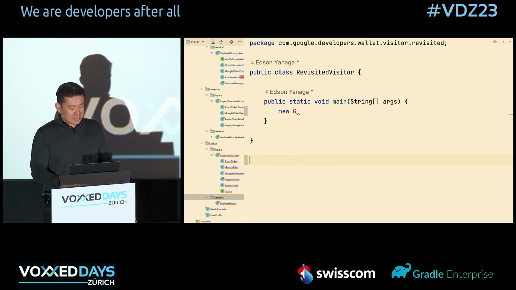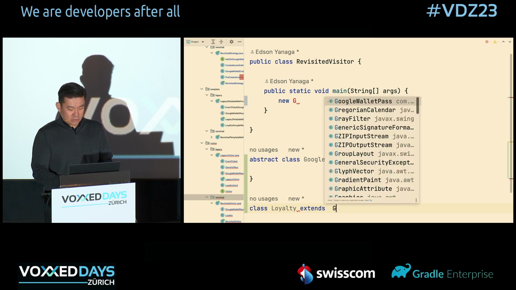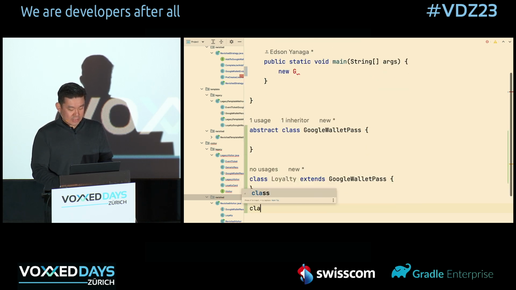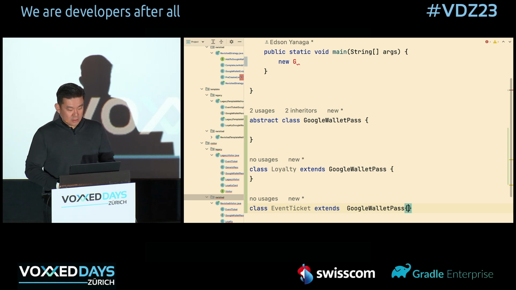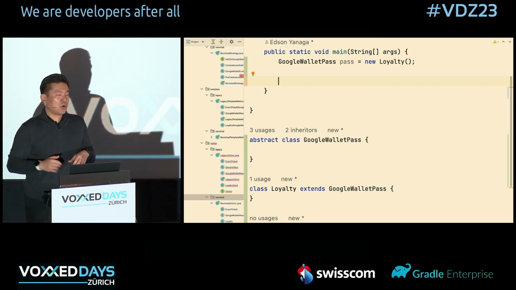So if I have an abstract class, Google Wallet Pass, and I have these ones, class Loyalty extends Google Wallet Pass, and have a class EventTicket. Okay, and I have these ones. I create a new Loyalty, and the type is Google Wallet Pass. Of course, this one I know the type, but suppose you're receiving that as a parameter or somebody set that in your code as a property.